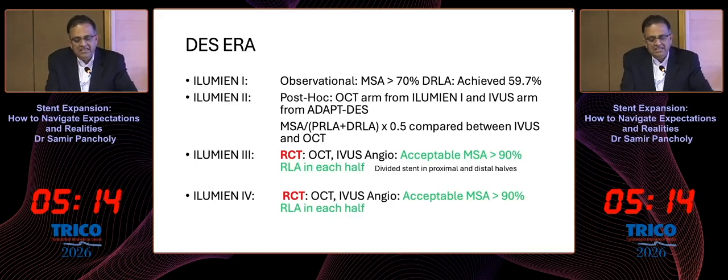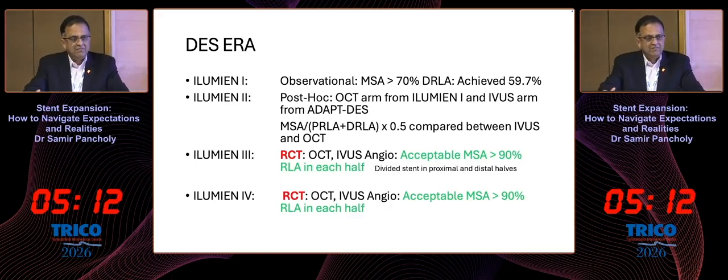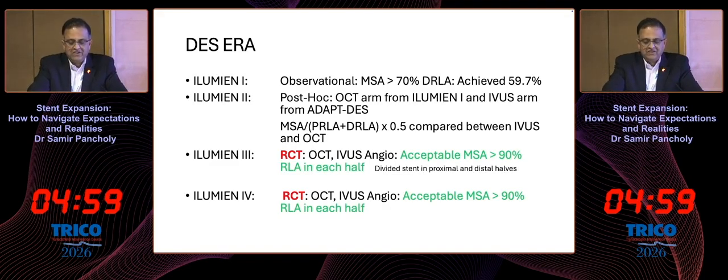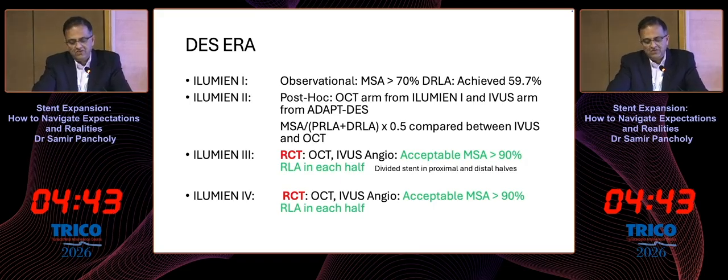Now we come to the DES era, and we examine the literature with stent expansion. And as you can see, the iLumen group of studies will pop up if you Google this item. iLumen 1, an observational study where they used 70% of the distal reference lumen area as their relative metric. And they were able to achieve it in about 60% of people. 40% they were not able to achieve. It was purely observational.